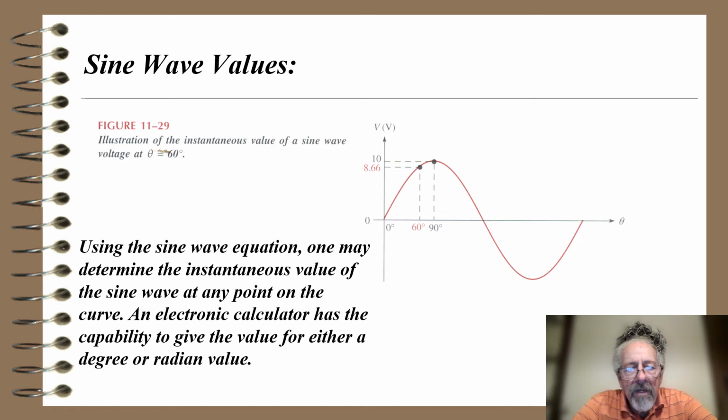So here's an example. At theta equals 60 degrees, the output is 8.66 volts. At 90 degrees, the output is going to be 10 volts. Using the sine wave equation, one may determine the instantaneous value of the sine wave at any point on the curve. An electronic calculator has the capability to give the value for either a degree or radian value.